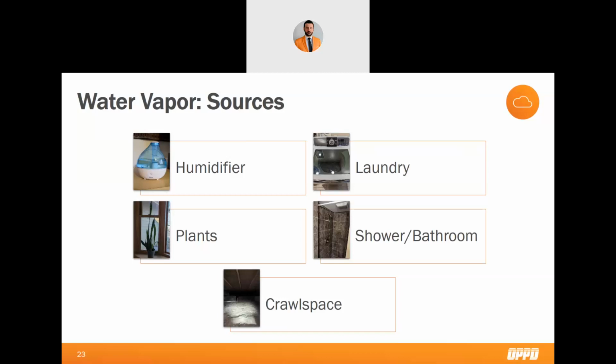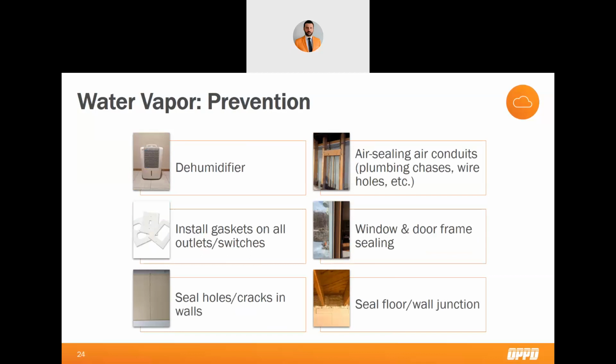So how do we mitigate this? A dehumidifier works well if a particular room has humidity issues, but they are not meant to solve the issue for the entire home. Additionally, dehumidifiers can get expensive if they are running 24 hours a day. Other measures include installing outlet gaskets on any exterior wall outlets or switches, sealing any holes or cracks in your walls, especially exterior walls, sealing the floor wall junction, and sealing or adding weather stripping to your windows and door frames. A more difficult but effective measure is to air seal around air conduits like plumbing chases, wire holes, and the likes.